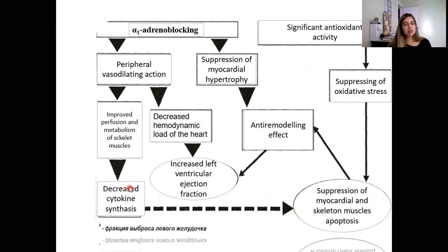Decreased cytokine synthesis, what does it mean? Cytokines, like bradykinin, interleukin, then maybe serotonin, are synthesized when there is any problem in the skeletal muscle, for example, not enough oxygen, and it wants more blood supply. So if we have the vasodilating effect, there is enough blood supply, and our muscles don't make cytokines, they don't call for more blood. Okay.